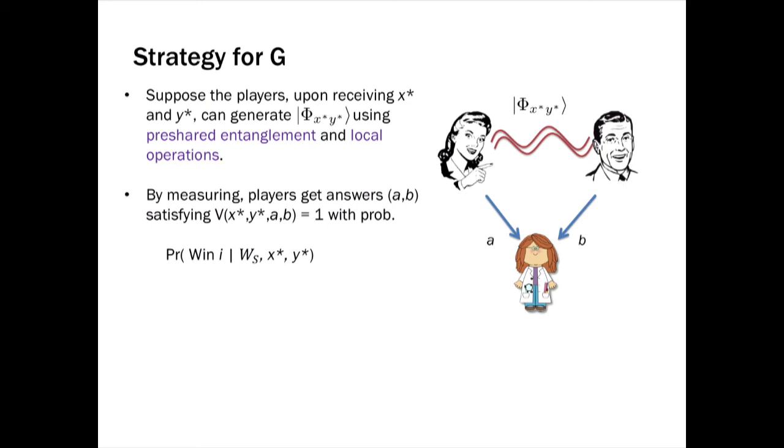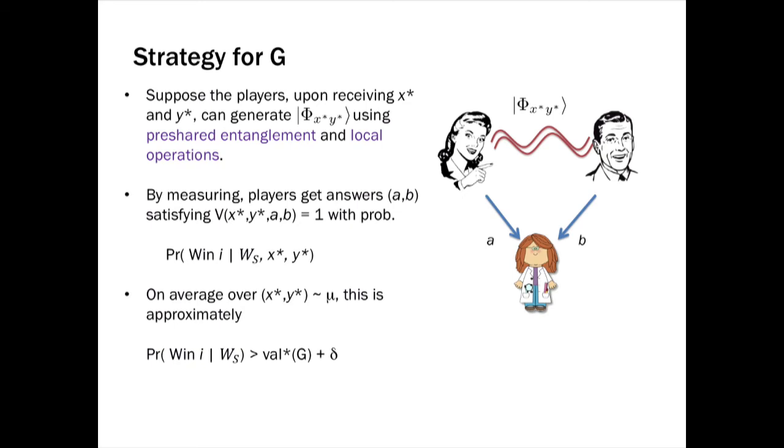And what they're going to get are answers A and B that satisfy the original predicate with probability, this probability, which is the probability that they win the ith coordinate conditioned on this nice event and their two questions. And if you now average this winning probability over the choice of x star and y star, this is going to be approximately the probability of winning the ith coordinate conditioned on w sub s, which we've already identified as being this amount, right? So now they've won the original game G with probability higher than val star of G. And this is our contradiction. Okay, so that's what we're going to try to do.